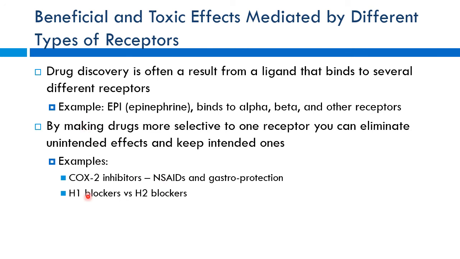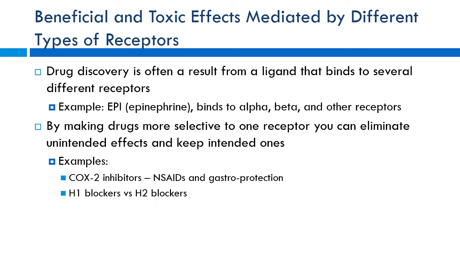So, for instance, when you have something like an H1 blocker versus an H2 blocker, an H1 blocker would be something like diphenhydramine, used for allergies. An H2 blocker is going to be used more in the GI tract, and that's going to be something like Zantac, right? It's going to help with GERD symptoms. So totally different therapeutic effects because the drugs are selective for those different receptors.